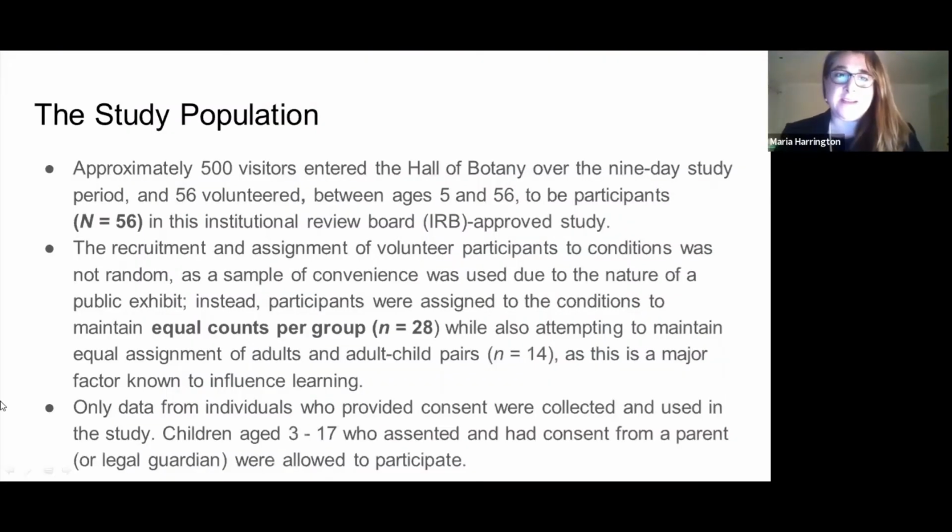The study consisted of 56 volunteers. Approximately 500 visitors walked into the hall over a 9-day period. This was an IRB approved study. We intentionally wanted to reduce the variance, so we divided the 56 volunteers into 2 equal groups of 28, paying attention to the adult and adult-child pairs because that's a known factor in influencing these informal learning environments. And we also tried to keep gender equal in each group to make sure that our control and our experimental condition was not unnecessarily biased by these factors.